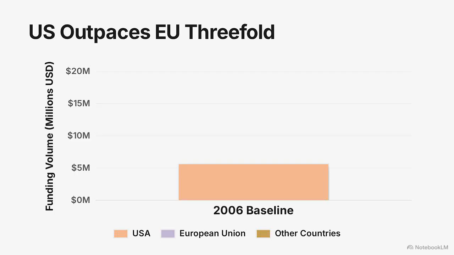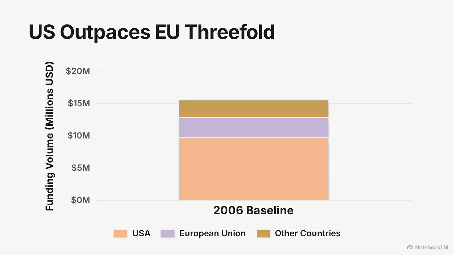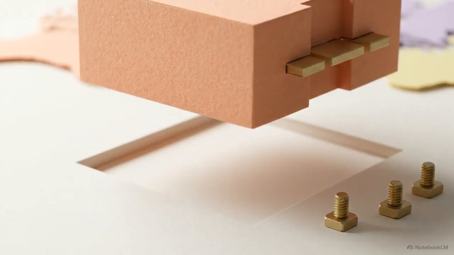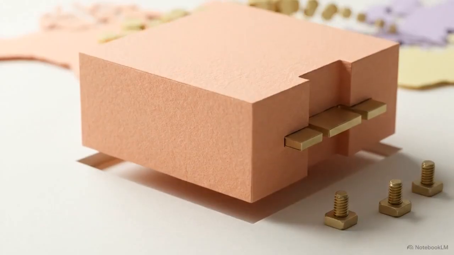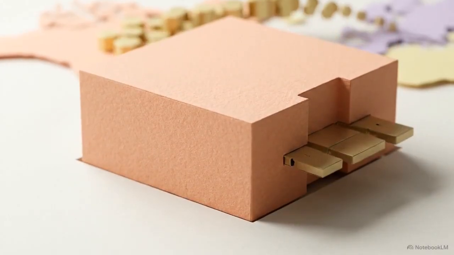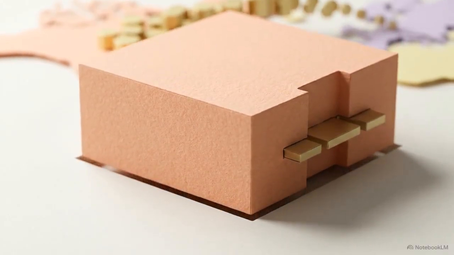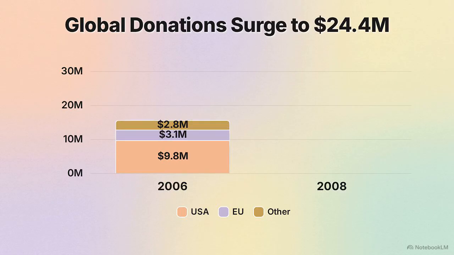The European Union cohort provided a fraction of that volume, recording $3.1 million, and the collective Other Countries category contributed $2.8 million. Mathematically, the U.S. baseline figure was more than 3 times the size of the European Union's contribution, and well above the combined total of all other recorded nations. Even at the lowest recorded volume of the timeline, the structural imbalance of global philanthropy was already locked in place by American dominance.